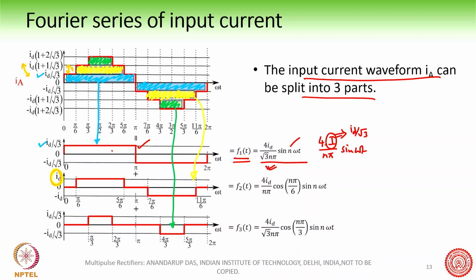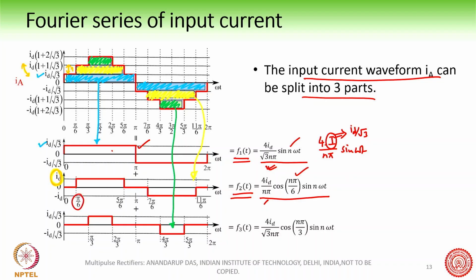Now what about the second waveform? What are the magnitudes of the harmonics? The second waveform, again because of the odd symmetry, will also have only the odd harmonics, right? 1, 3, 5, all these things. And so this expression will be 4Id by n pi and cos n pi by 6 and sine n omega t. So this is the expression for this one.